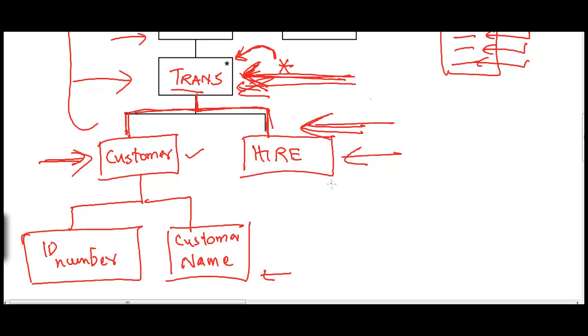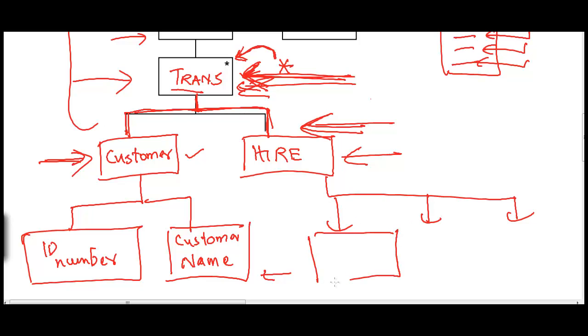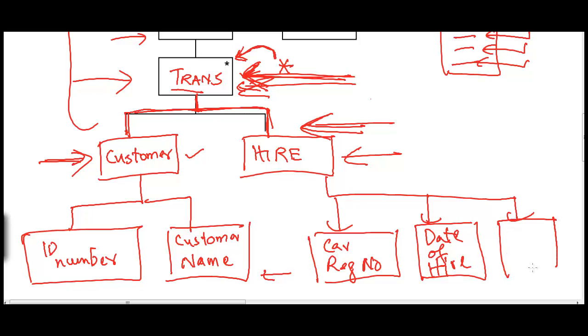And now how about the hire data? What are we storing as far as hire data is concerned? First, we are storing the car registration number. We are also storing the date of hire, the date on which this car was hired, and we are also storing the number of days for which this car got hired.